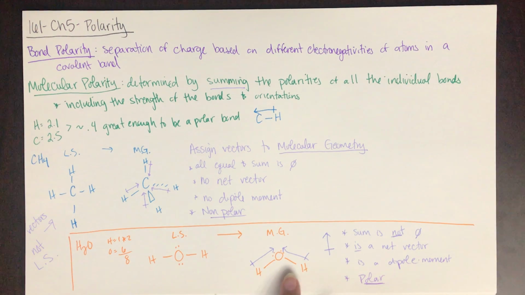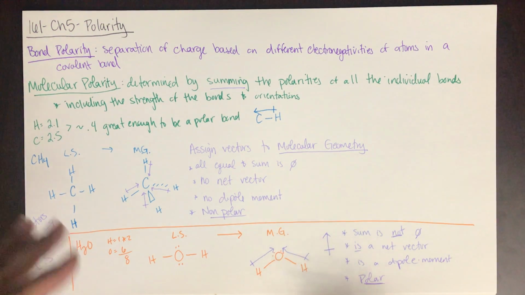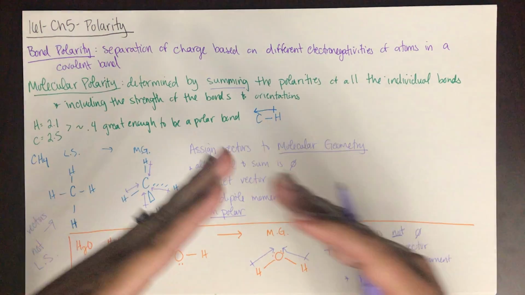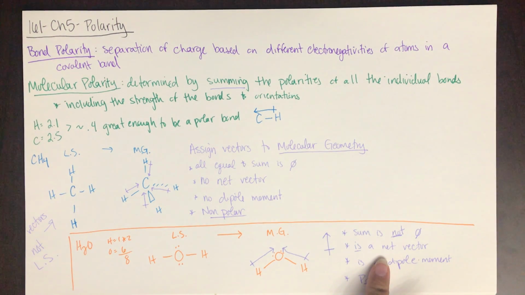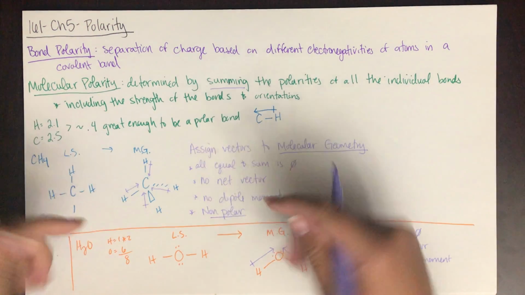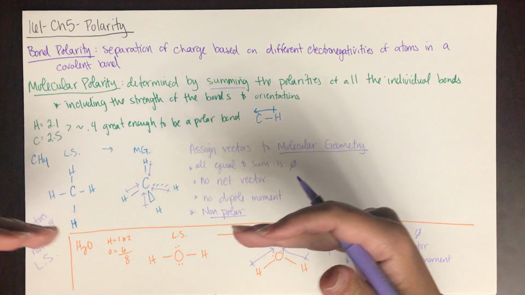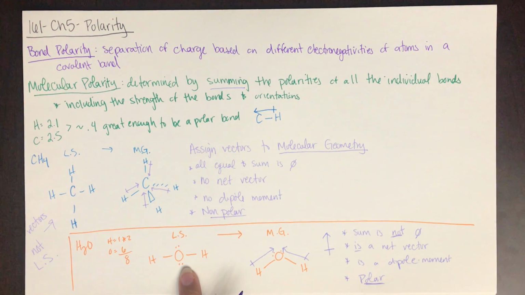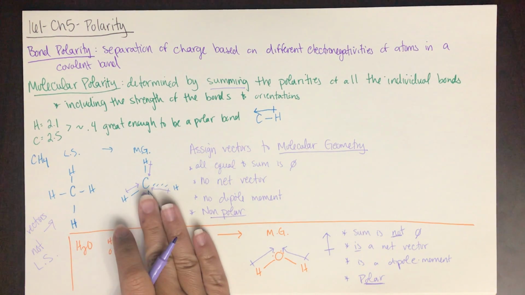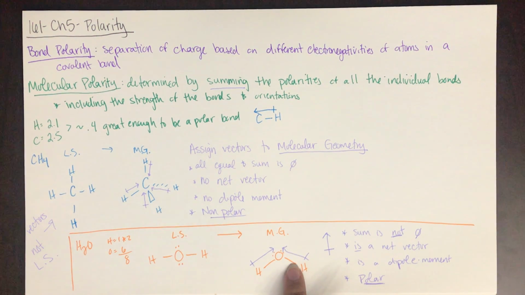And this is a polar molecule. Water is polar because this molecule is bent and the sum of these vectors is not 0. If you were to have assigned the vectors to the Lewis structure, you would have thought that these vectors were equal in magnitude and opposite in direction. You would have thought that water was a nonpolar molecule, and that is false. So make sure that you are always assigning vectors to the molecular geometry.